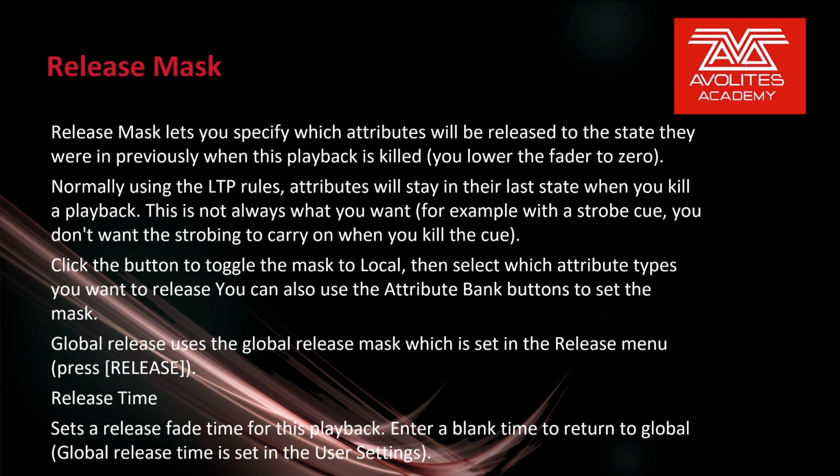Click the button to toggle the mask to local. Then select which attribute types you want to release. You can also use the attribute bank buttons to set the mask. Global release uses the global release mask, which is set in the release menu. Press release. Release time sets the fade time for this playback. Enter a blank time to return to global. Global is set in user settings. So let's take a look at that.